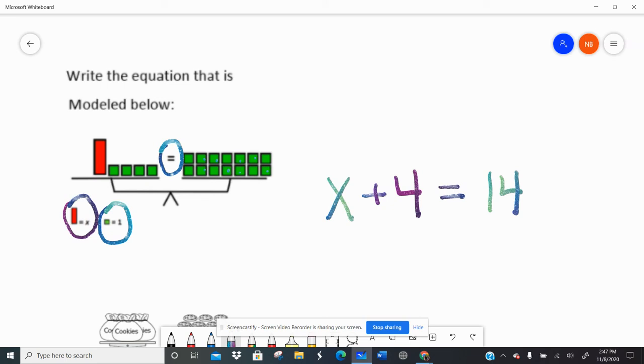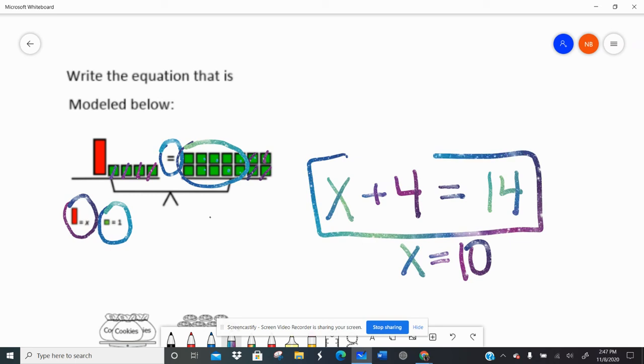If it wants me to solve for x, I can. I can actually use my model. If I take away 4 over here, I can take away 4 over here, which leaves me with 10 more. So x would be 10. So my equation is x plus 4 equals 14. If I solve for x, it is 10.